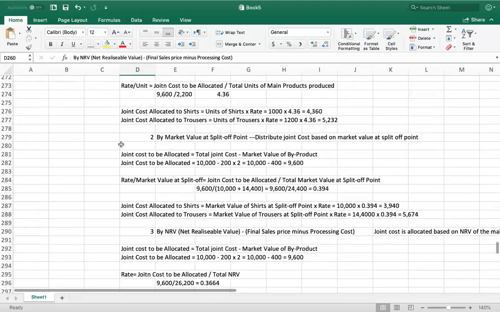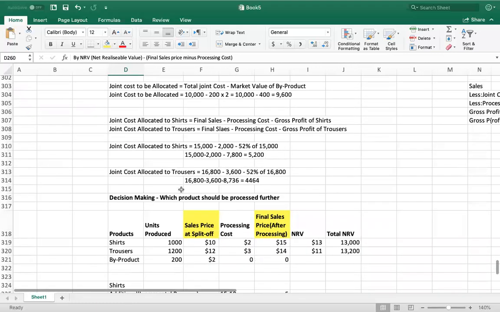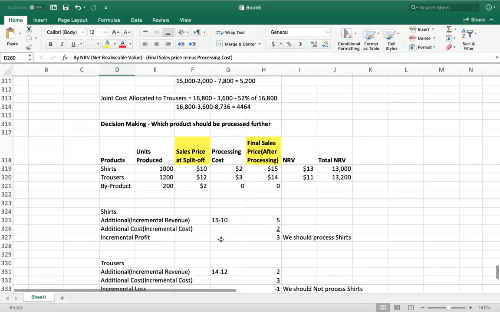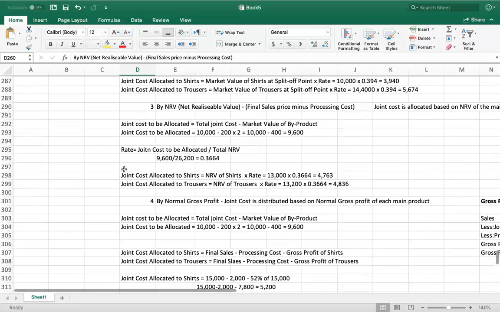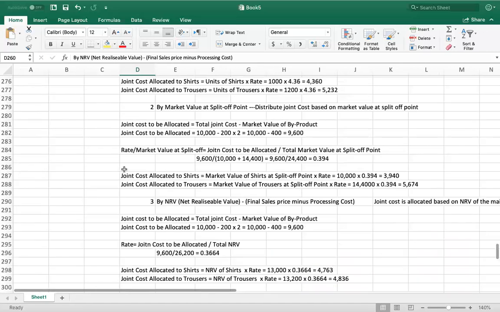Or they can ask you about decision making: which decision we should take, or how you will advise the management on which product you should process and which product you should not process. Okay, got my idea? Yes or no?